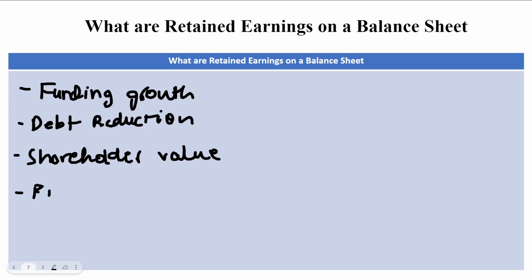And lastly, we have financial stability. A strong balance of retained earnings can enhance a company's financial stability and its ability to weather economic downturns. Now, where can you find these retained earnings? These are typically found on the balance sheet under the shareholders' equity section. It's important to know that retained earnings can be positive or negative. A negative balance indicates that the company has accumulated losses over time.